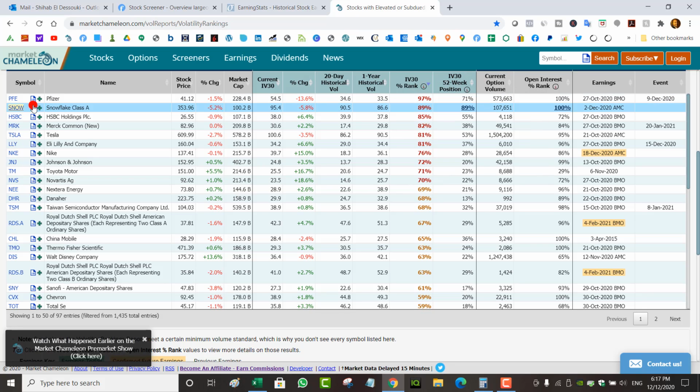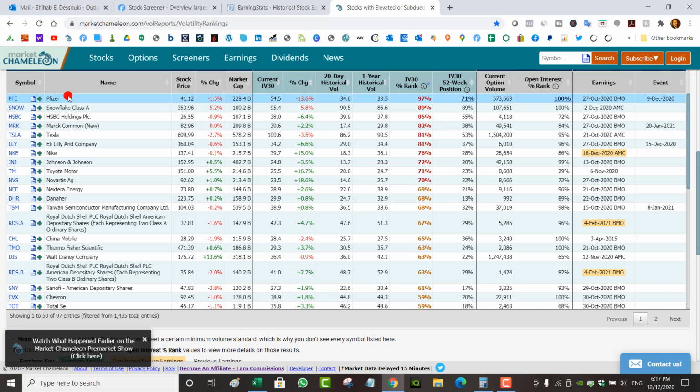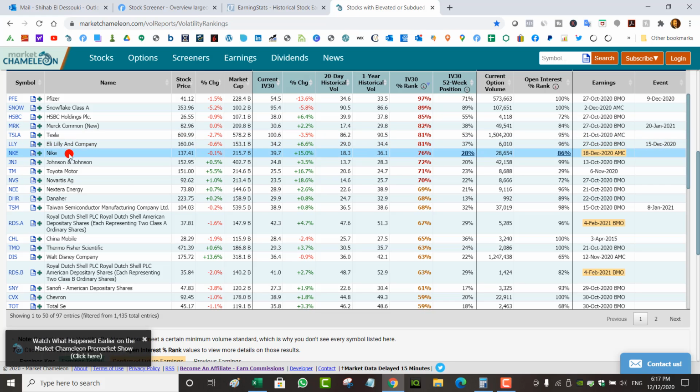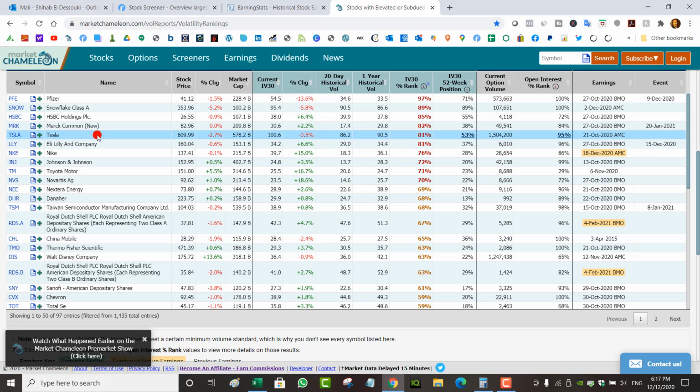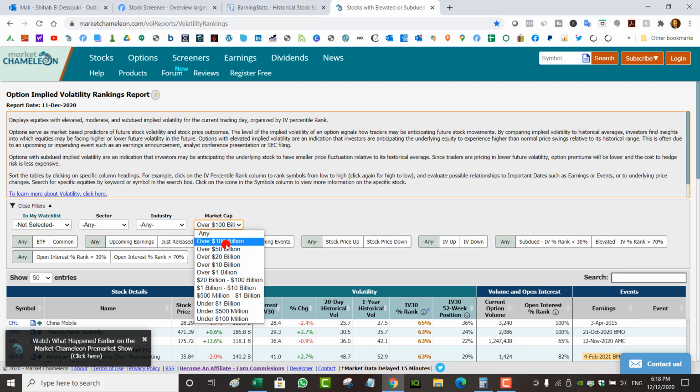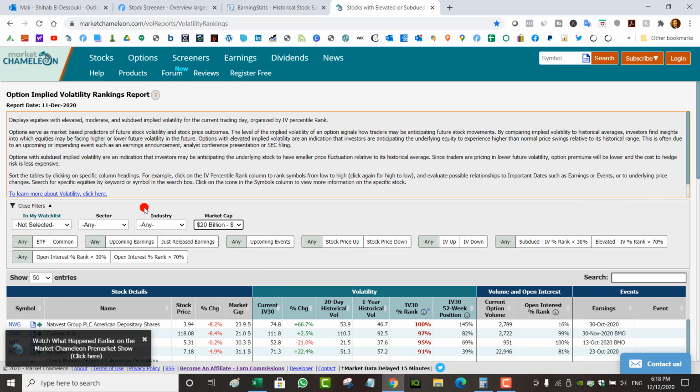So this one here shows Snowflake as well. You got Pfizer, but even if Pfizer has a high IV, you can't go far enough. So Tesla comes back up again, and then you got Nike, you've got Johnson & Johnson. Got a lot of pharma stocks. You've got Accenture. Remember, this is over 100 billion. And then maybe I'll introduce the 20 to 100 billion. I don't like to look at it all at the same time because then it becomes too overwhelming.